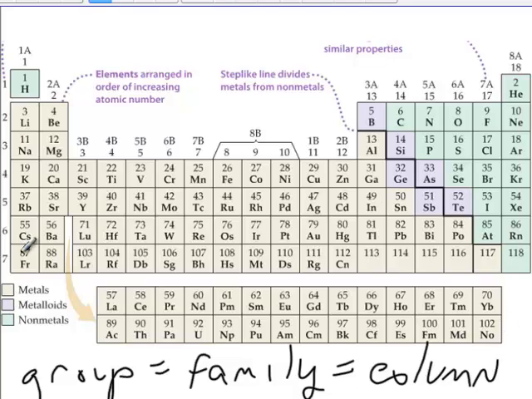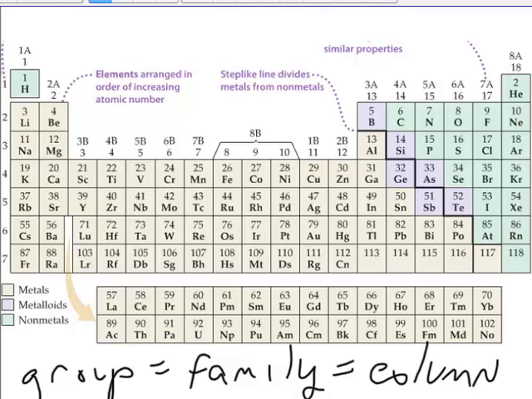The reason it's called that is because the properties of the elements in a group are very similar. Okay, that's why they call it a family. And they are numbered across from 1 to 18. There is actually another numbering system where these tall columns are numbered with A's, 1A, 2A, 3A, 4A, 5A, 6A, 7A, 8A, and these lower columns here are numbered with B's. But for the most part, we're going to be talking about 1, 2, 3, 4, 5, 6, 7, etc.